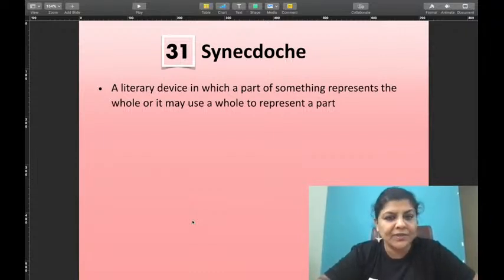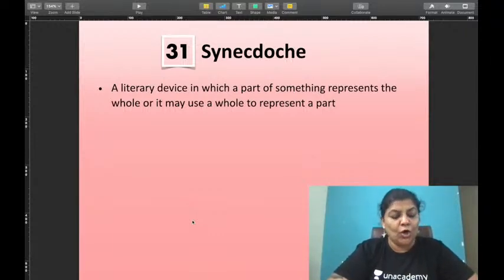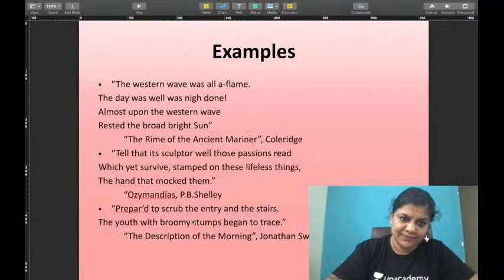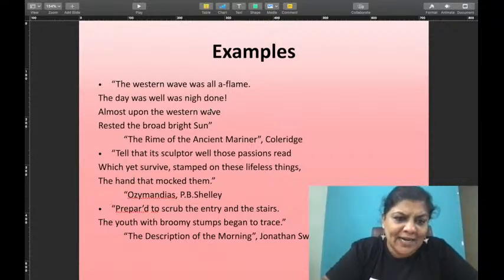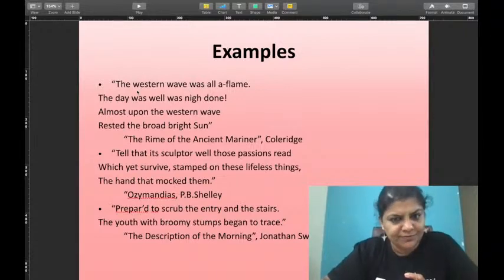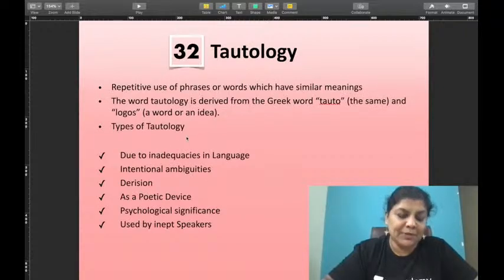Hello, Deepak. Synecdoche, literary device, where part stands for whole, whole stands for part. The western wave was all aflame, the day was nigh done. Western wave, he's saying, it is part of the ocean. The ocean was all aflame, that is the meaning. Clear? Big, big examples.